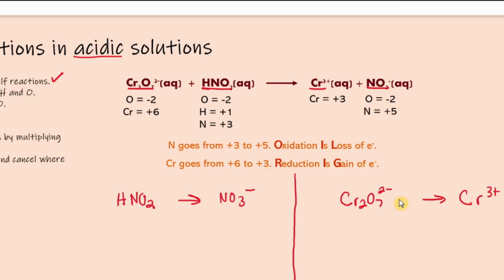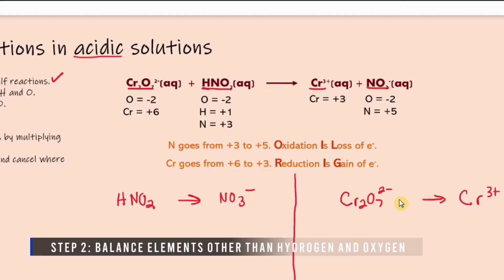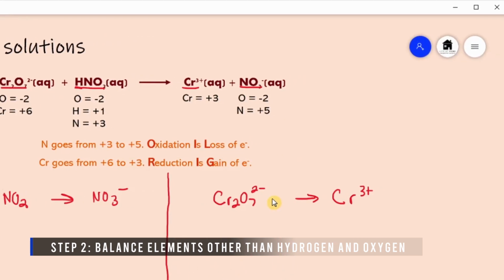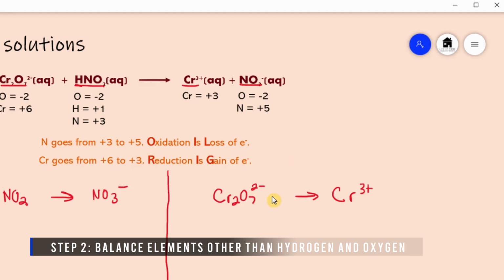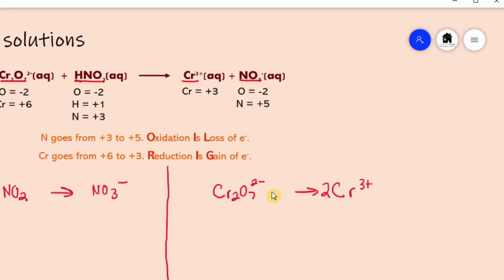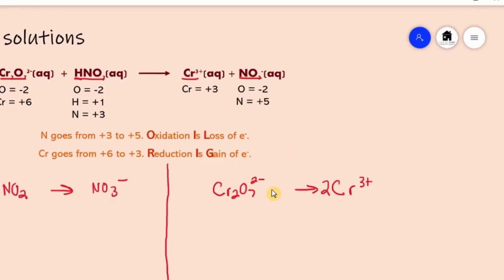The first thing we want to do is balance elements other than hydrogen and oxygen. In this particular case, I've got one nitrogen, so I'm good. Here I've got two chromiums on the reactant side and only one here, so I need to balance that by putting a coefficient here. So we've got that.